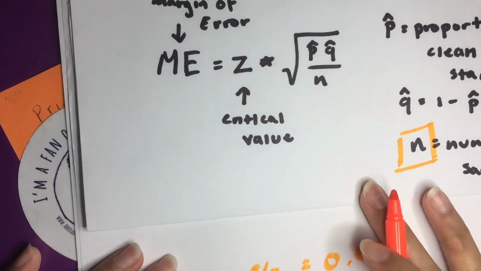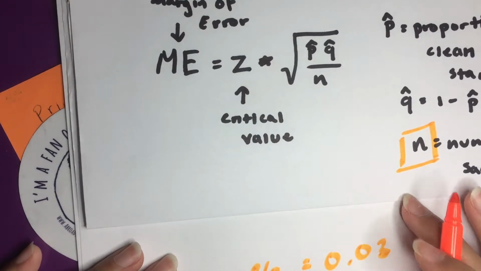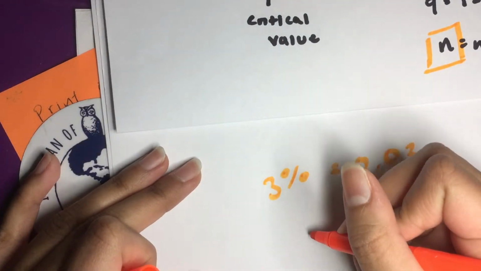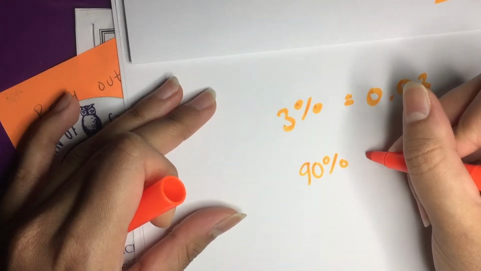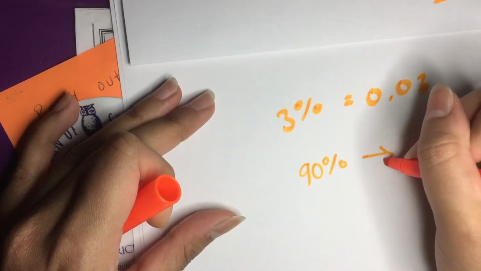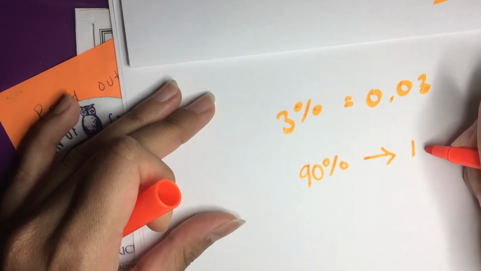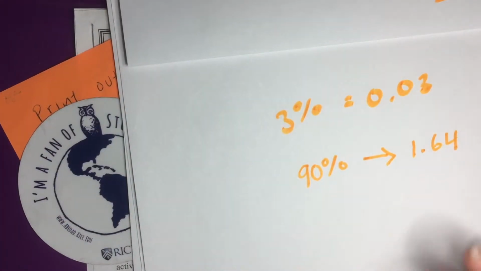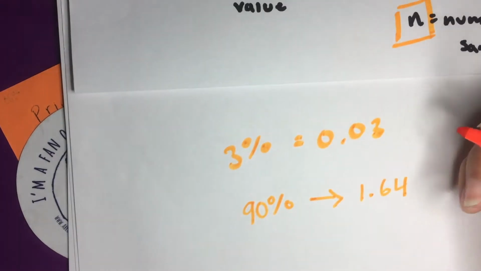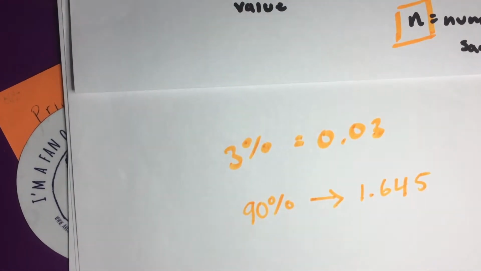And then they've also given us the critical value by telling us that they want to be 90% certain. And so the z-score that goes with 90% is actually 1.64, I believe. Let me double check. Yeah, 1.645. So just to be more specific, 1.645.